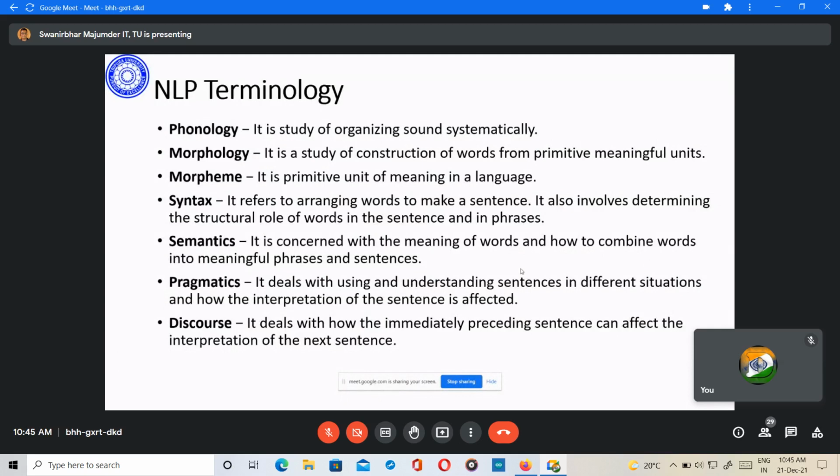So this is the basic system. We as human beings understand that, but you have to teach the machine to understand that. So that is the tough part. Clear?